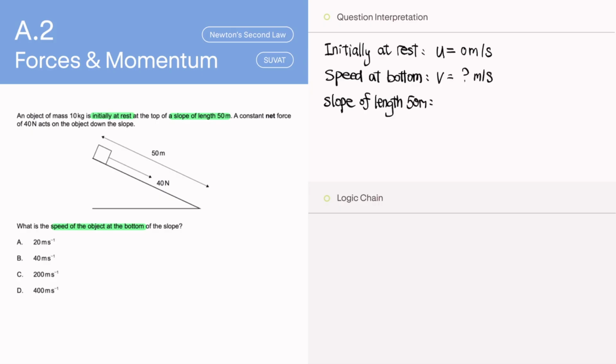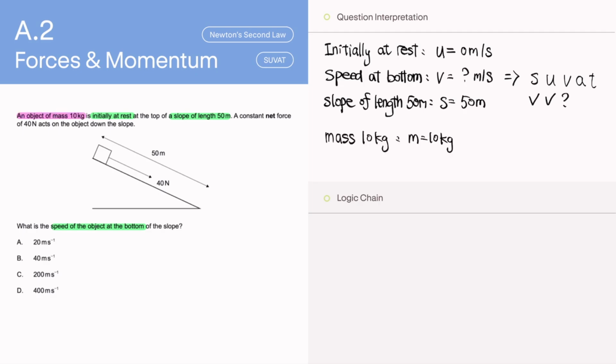Then we see a slope of length 50 meters. That's the distance traveled, so s equals 50 meters. At this point, we are almost certain that there is a SUVAT component here. In a typical SUVAT question, you are given three quantities and asked to find a fourth. We know s, u, and v is the target, so we still need one more quantity, either a, acceleration, or t, time. Let's see if we can find one of them from the question.